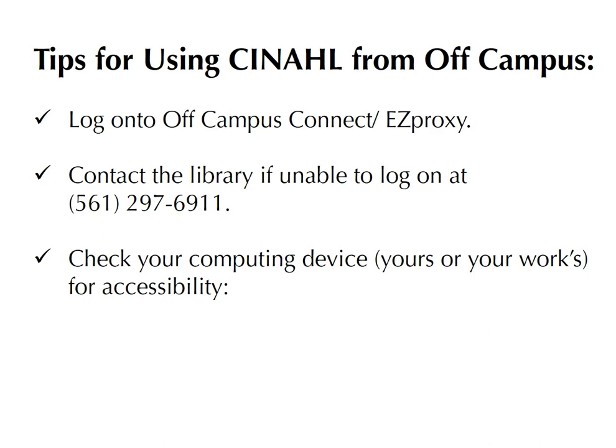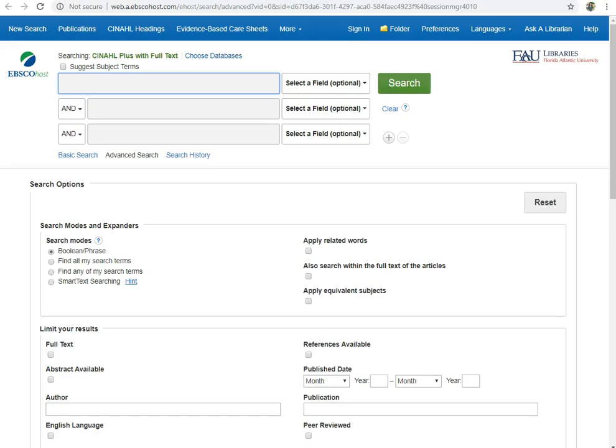I also recommend that you check your computing device, whether it is yours or your work's computer, for accessibility. It's important to know if the firewall and the security settings may keep you from using the FAU libraries from off-campus. In my next recording, I will show you how you can use keywords to search for articles in Cinahl.